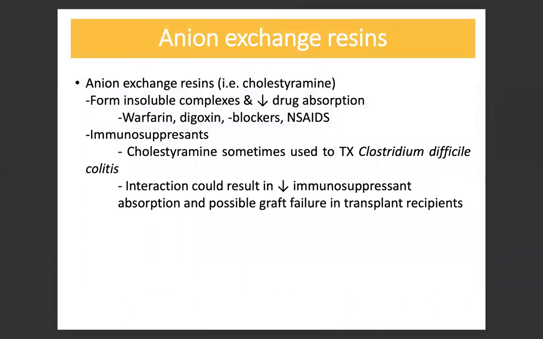Next, we have anion exchange resins. Example, your cholestyramine. Form insoluble complexes and therefore reduces drug absorption. For example, warfarin, digoxin, beta blockers, and NSAIDs, and then immunosuppressants. Your cholestyramine sometimes used for treatment of Clostridium difficile colitis. This interaction could result in decreased activity of your immunosuppressant absorption and possible graft failure in transplant recipients.